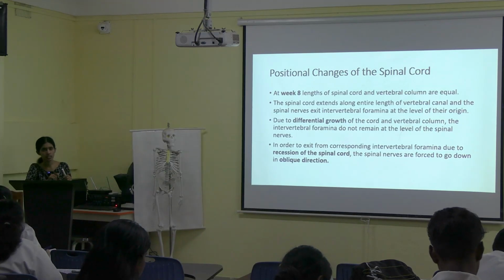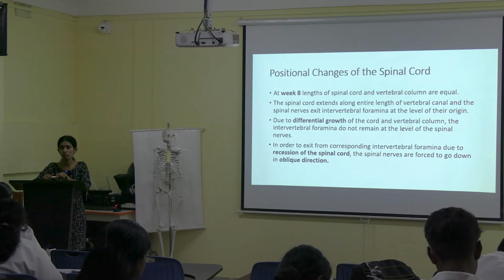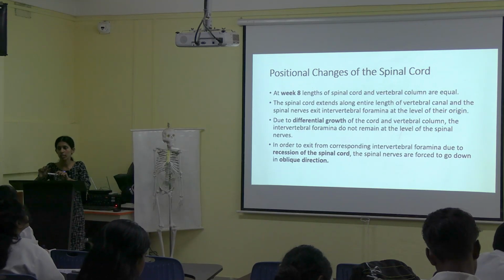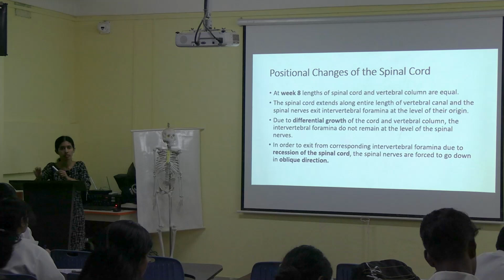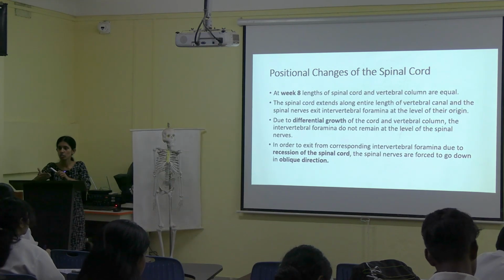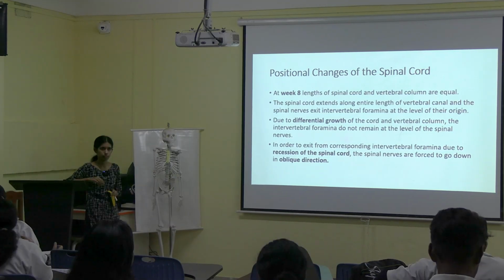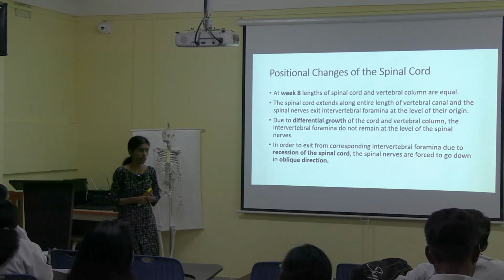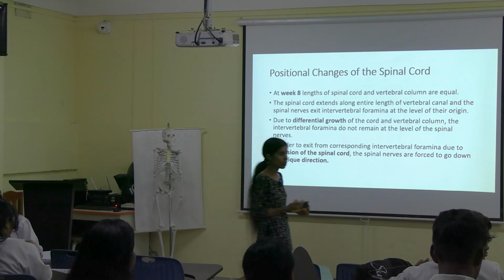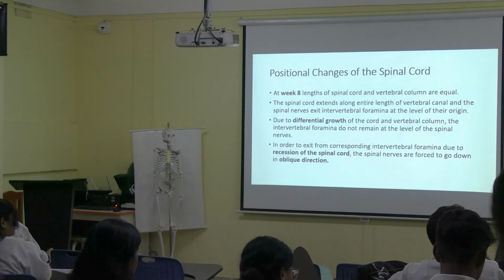So, in the initial stage, when your vertebral column and spinal cord are at the same level, your spinal nerves correspond to your particular vertebral columns or the vertebrae, okay. But once the positional changes take place, your spinal nerves positions will also change. Okay, in your spinal cord, there are few important structures called conus medullaris and cauda equina.